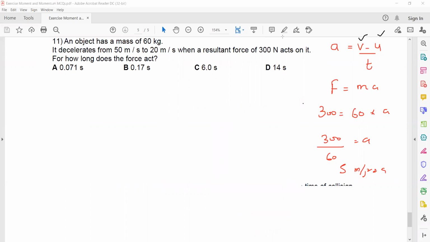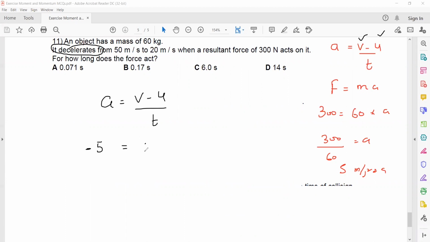So how can we find the time? Acceleration is final minus initial divided by time. So deceleration is 5. Because it is deceleration, we will put negative. If it was acceleration, we will put positive. So deceleration, it's minus 5.